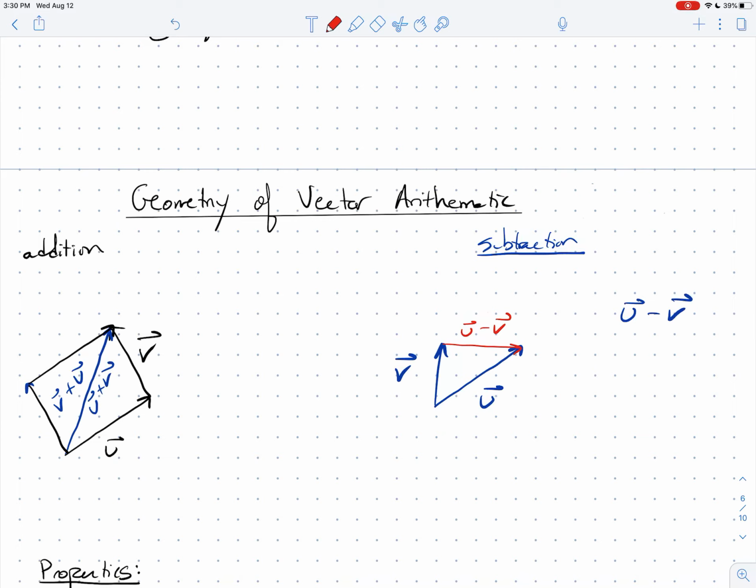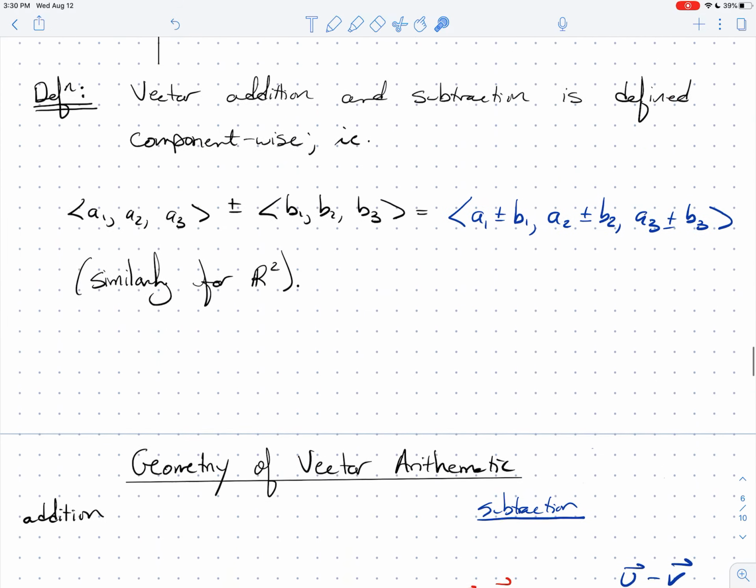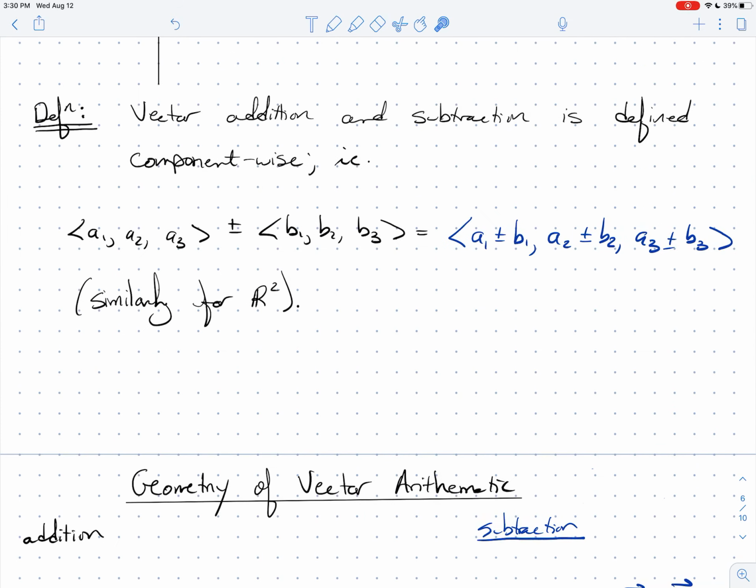We'll use that from time to time. It'll be important that we recognize this vector being the addition and then this vector being the subtraction. But when it comes down to actually adding and subtracting, no problem at all. You just add up the components and it's exactly what you think it should be.